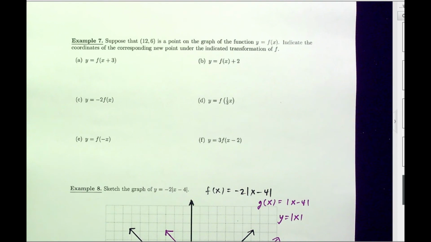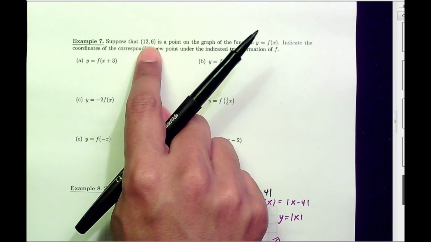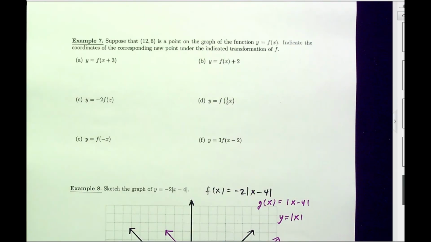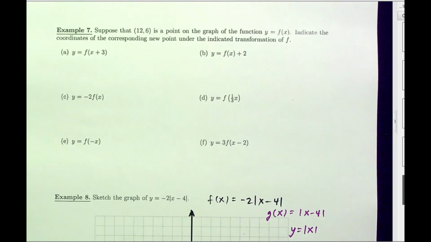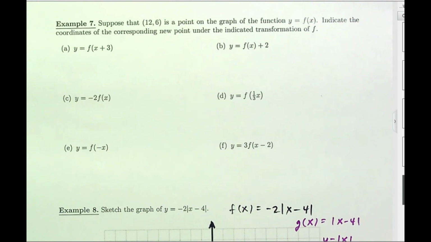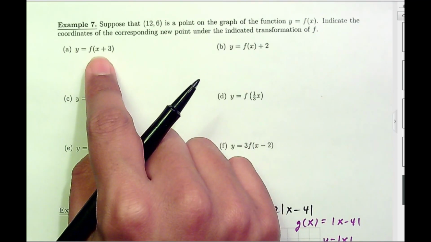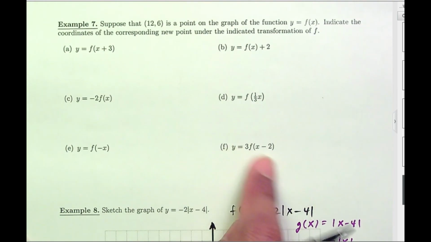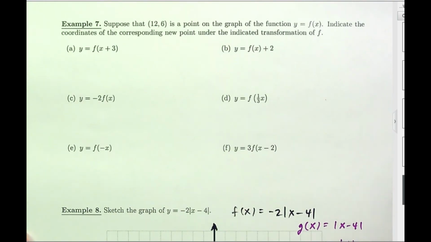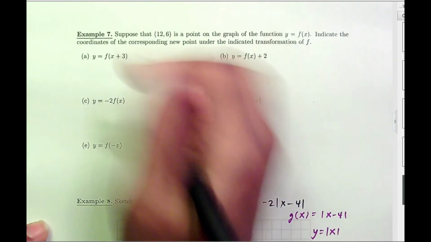So it says, suppose you have a function and you don't have a formula for the function, you just have some function, and you suppose you know that the point 12, 6 is on that graph. Question is, if you were to draw the graph of these transformations, where would the new point be? The corresponding new point on the graph under the indicated transformation.